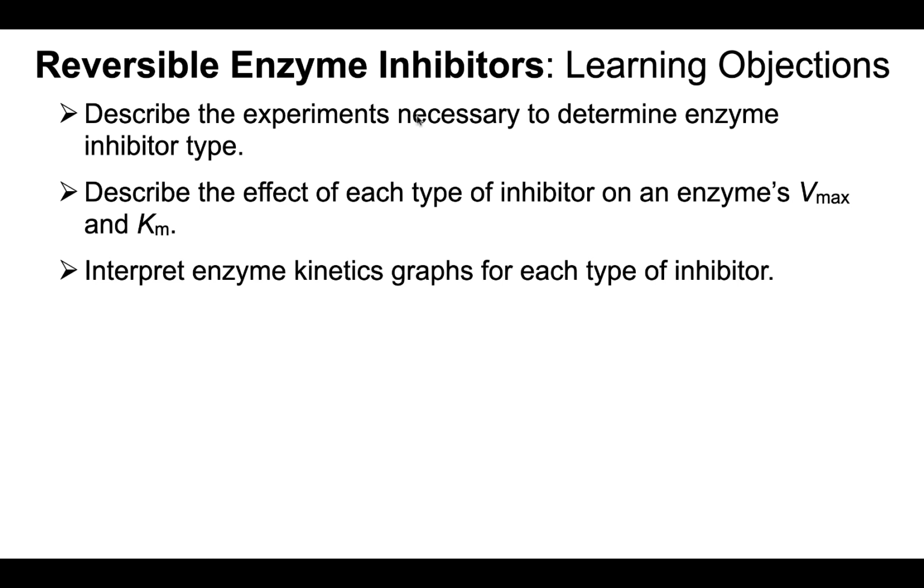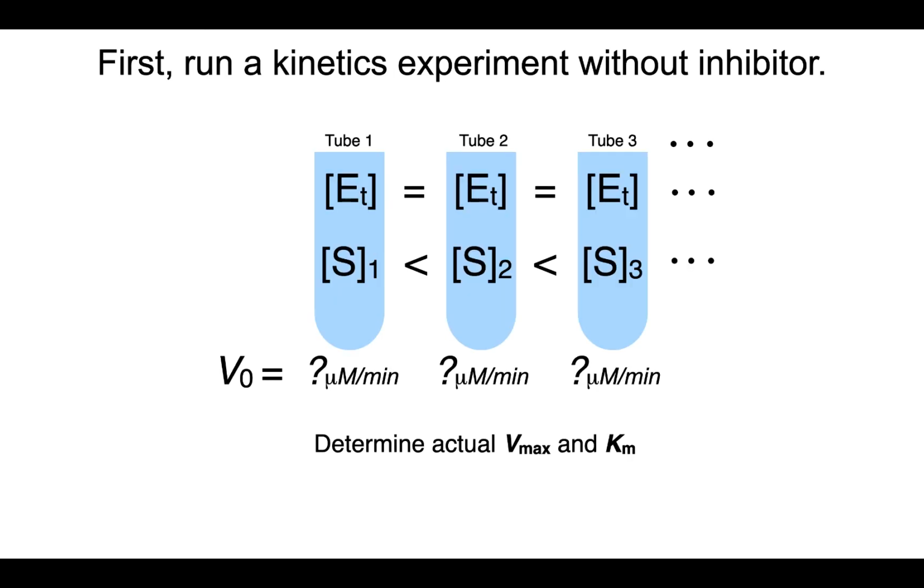And the learning objectives are, I want you to be able to describe the experiments necessary to determine the type of enzyme inhibitor that you are examining. I want you to describe the effect of each type of inhibitor on an enzyme's Vmax and Km. And I want you to be able to look at enzyme kinetics data and identify which type of inhibitor that data is for.